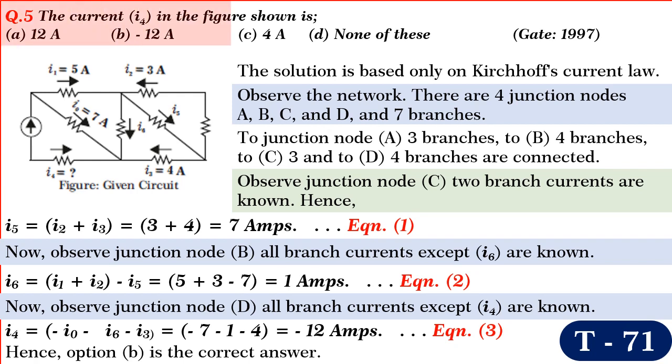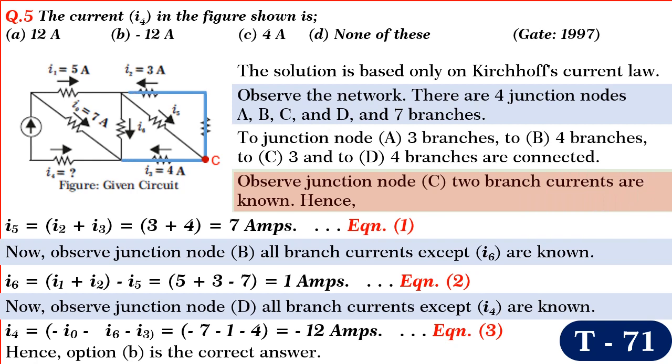Friends, next we shall solve yet another question of GATE 1997. In this question, we are required to find current I4 in the circuit shown in the figure. The solution is based on Kirchhoff's current law. Observe the network. There are 4 junction nodes A, B, C and D and 7 branches. To junction node A, 3 branches. To B, 4 branches. To C, 3 branches. And to D, 4 branches are connected.